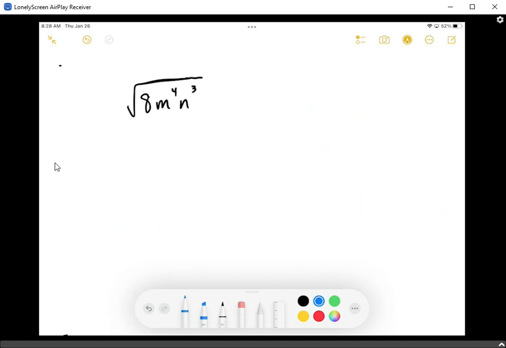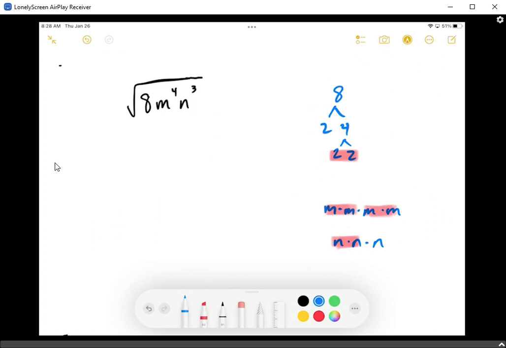Okay, our next one, 8m to the fourth n to the third. 8 is a pretty quick and easy one. It's 2 times 4, and 4 goes one more time. It's 2 times 2. So the first thing I notice is a pair of 2's with 1 2 left over. Then we've got m to the fourth and n cubed, and we're just looking for the pairs. We've got 2 pairs of m's, 1 set of n's.